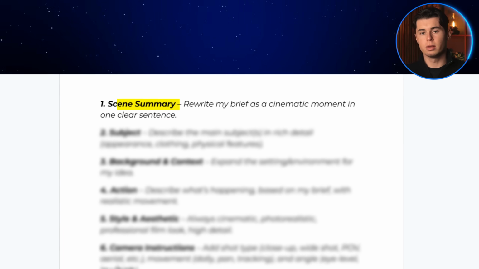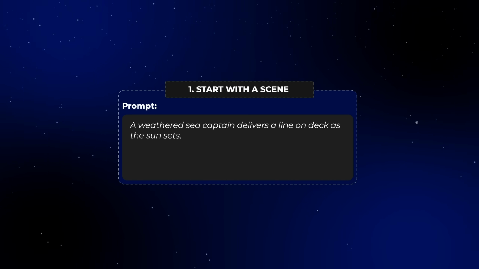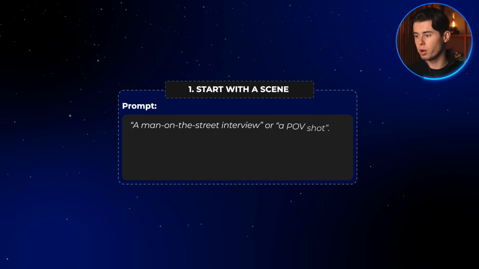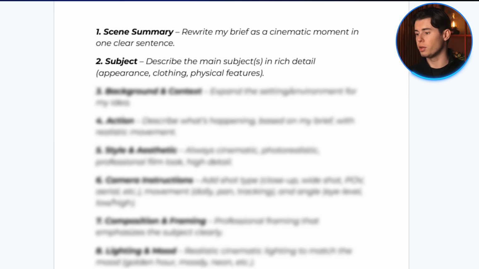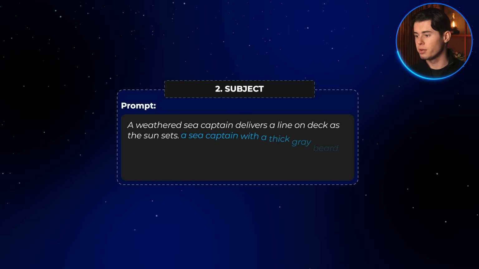So whenever you start off your prompt, you generally want to start with a scene. That could be something like a weathered sea captain delivers a line on deck as the sun sets, or it could be an instruction for something like a man on the street interview or a POV shot. Next, you should follow with the subject. So who is the actual person? What do they look like? For example, a sea captain with a thick gray beard.